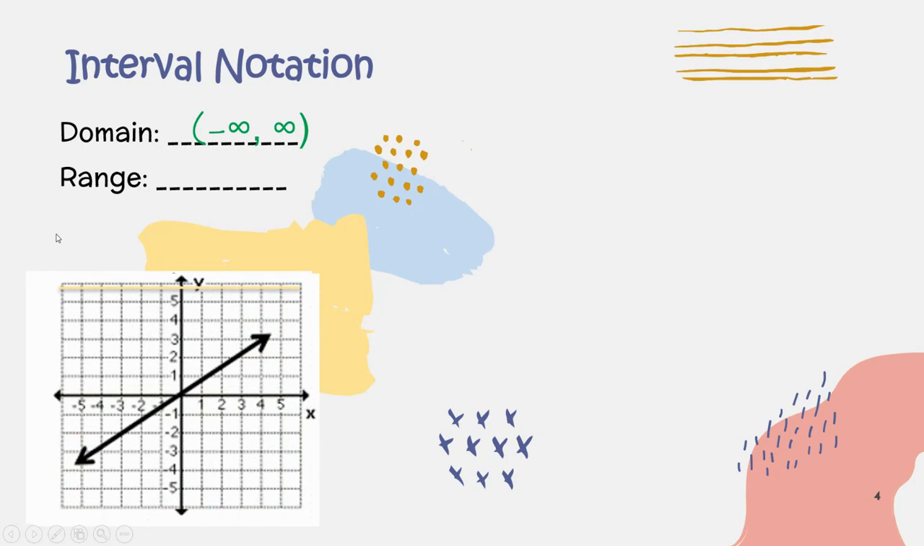Range, we are looking at our y values from bottom to top. Again, we have our arrow, meaning it continues on forever, so negative infinity, again to positive infinity for our y's. We can also write this as this R for all real numbers if both sides are negative infinity and positive infinity.